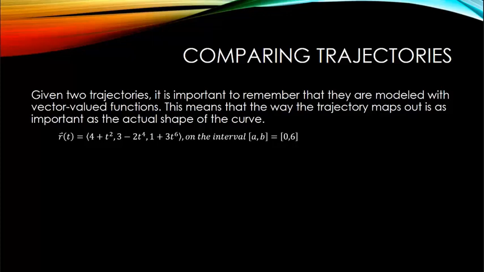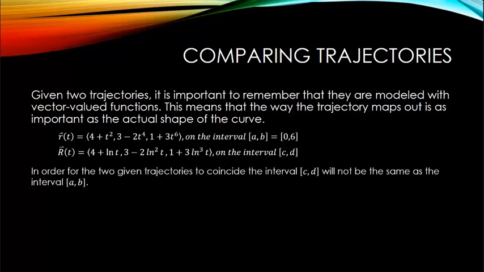In other words, if I have a vector r of t specified by the components 4 plus t squared, 3 minus t to the fourth, and 1 plus 3t to the sixth on a closed interval a to b, where a is 0 and b is 6, and then I have another vector, capital R of t, given by the components 4 plus the natural log of t, 3 minus 2 times the natural log squared of t, and 1 plus 3 times the natural log cubed of t, on a closed interval from c to d. In order for these two specific trajectories to coincide, the interval cd and the interval ab will not be the same. I can see that by plugging 0 in for t in the little r of t vector, and I get the components 4, 3, 1.